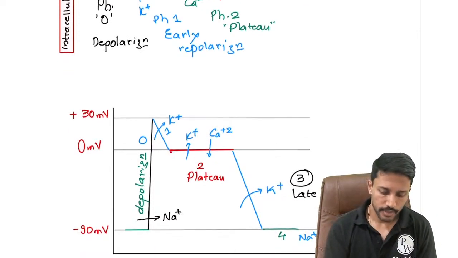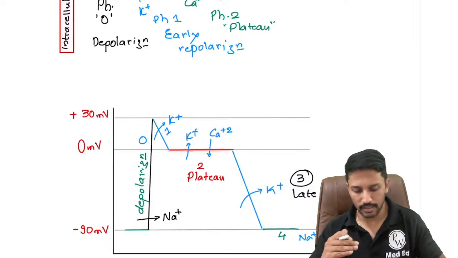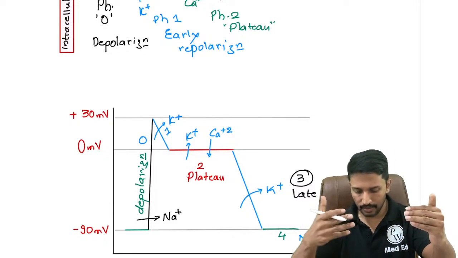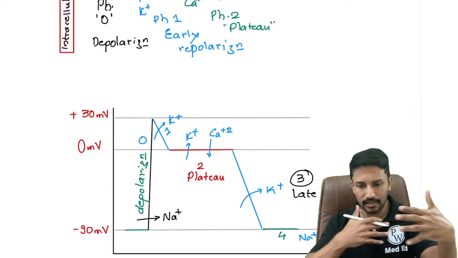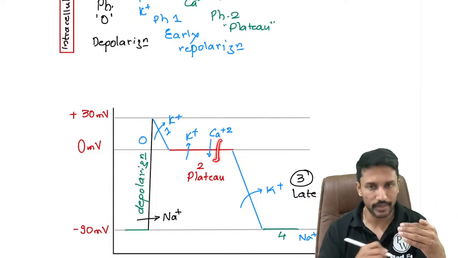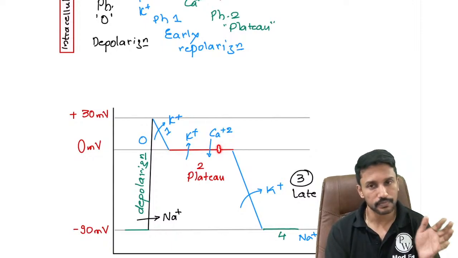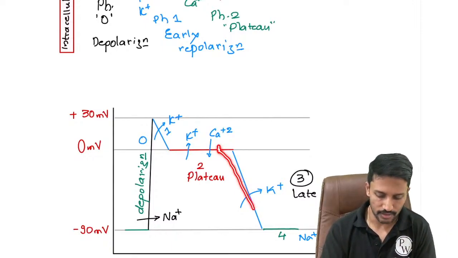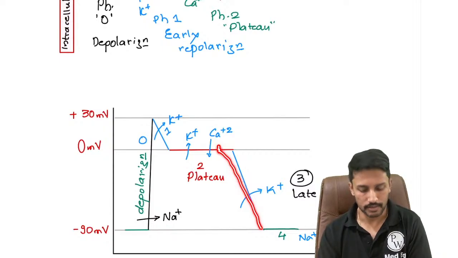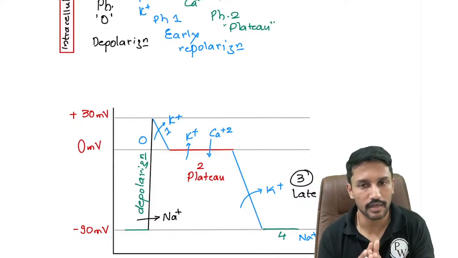And thus this plateau phase gets shortened, because the plateau phase lasts as long as the loss of potassium and the gain of calcium are happening at a matched rate. But if I gain the calcium much quicker, then equilibrium is established much quicker, and I will not continue the plateau phase. I will get into the late repolarization phase. So there is a shortening of the plateau phase when there is an increase in the extracellular calcium, or in simple words, blood calcium.